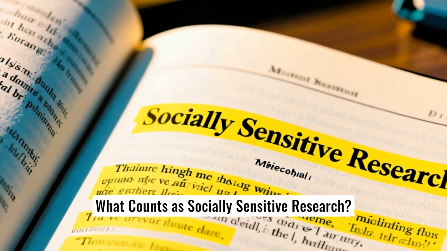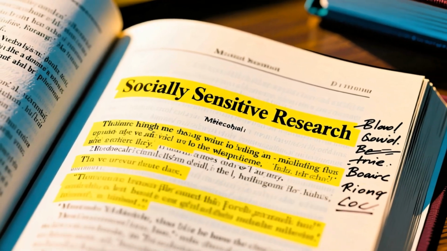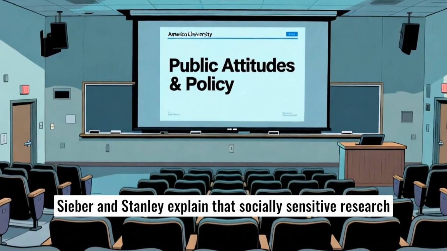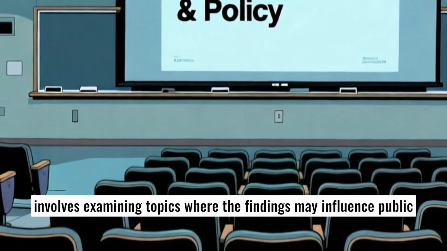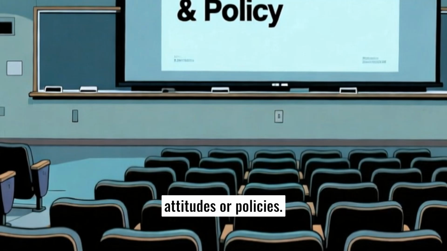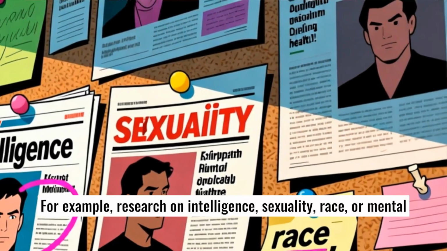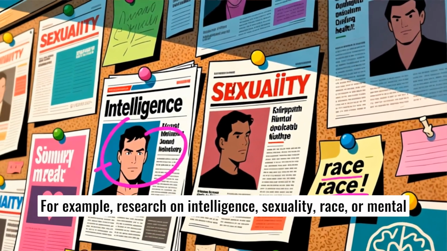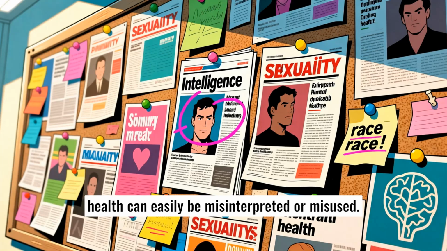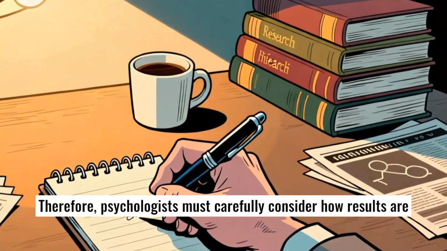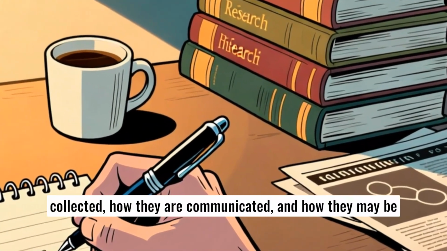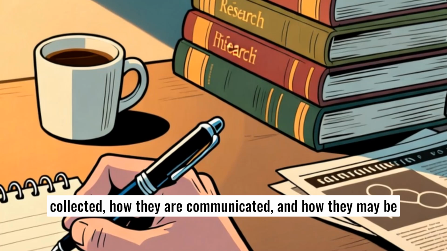What counts as socially sensitive research? Sieber and Stanley explain that socially sensitive research involves examining topics where the findings may influence public attitudes or policies. For example, research on intelligence, sexuality, race, or mental health can easily be misinterpreted or misused. Therefore, psychologists must carefully consider how results are collected, how they are communicated, and how they may be applied.